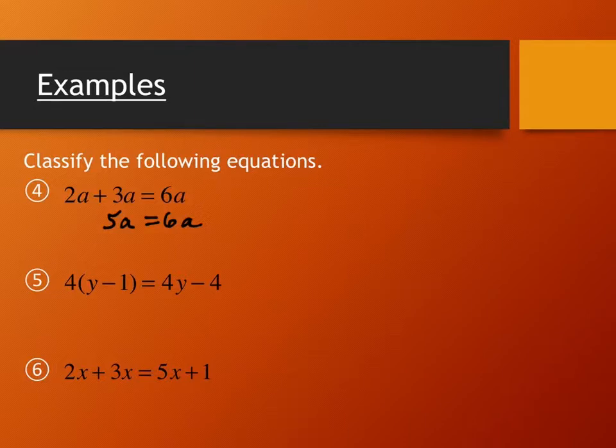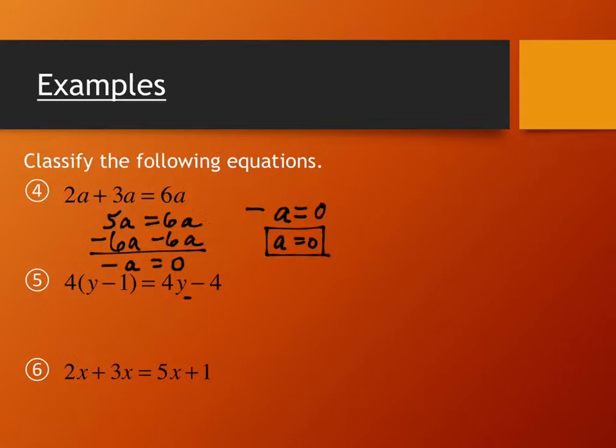Don't you subtract 6a from 5a? You can. We can subtract the 6a to the left. What will that give us on the left? Not quite. It'll give us 0 on the right. What will it give us on the left? Negative a. So I've got negative a equals 0. So what's a? 0. A is 0, right? We divide by -1 or multiply by -1. A is 0. Okay?